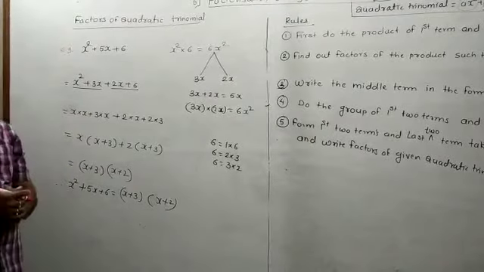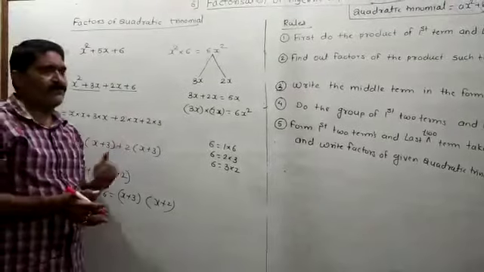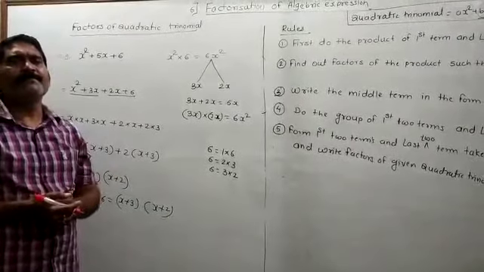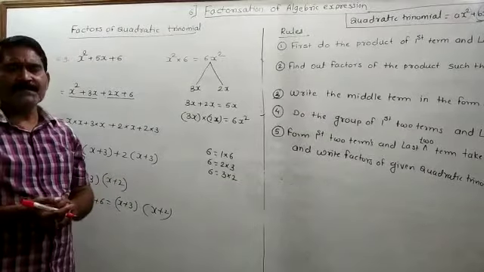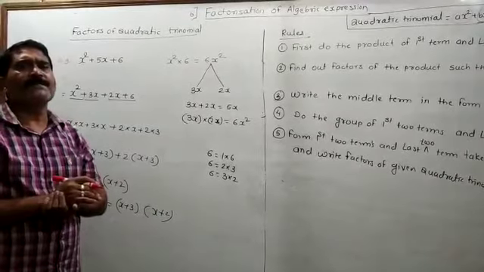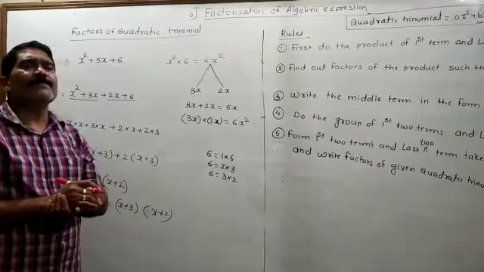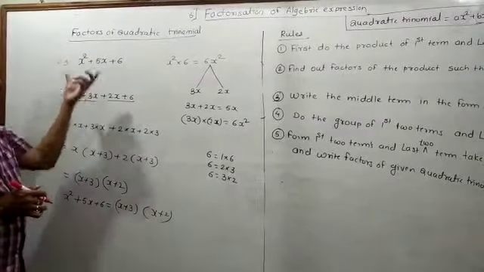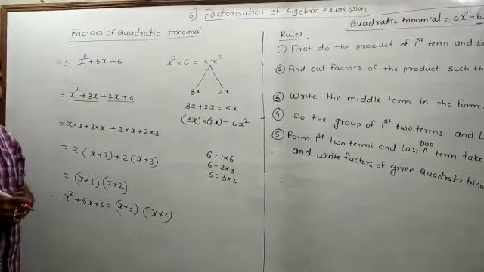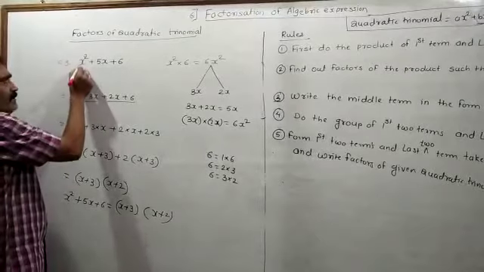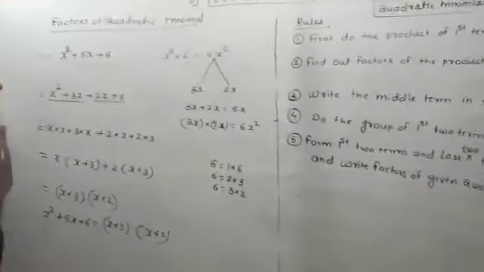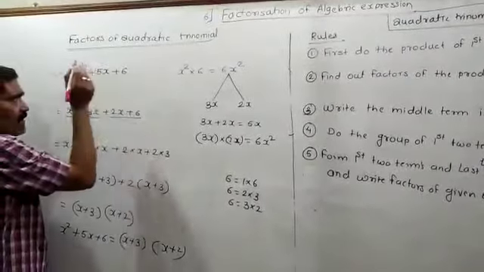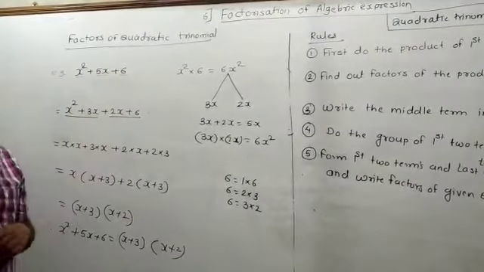How do you have to do the factorization? This is a new concept for you, because in previous lessons we factorized trinomials by the formula method. But now you have to factorize this trinomial, and that you have to see. Here this x square is the first term, 5x is the second term, and this 6 is the third term.